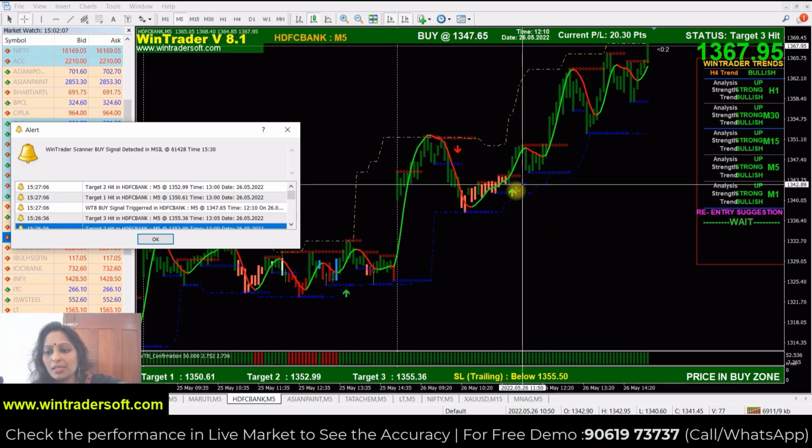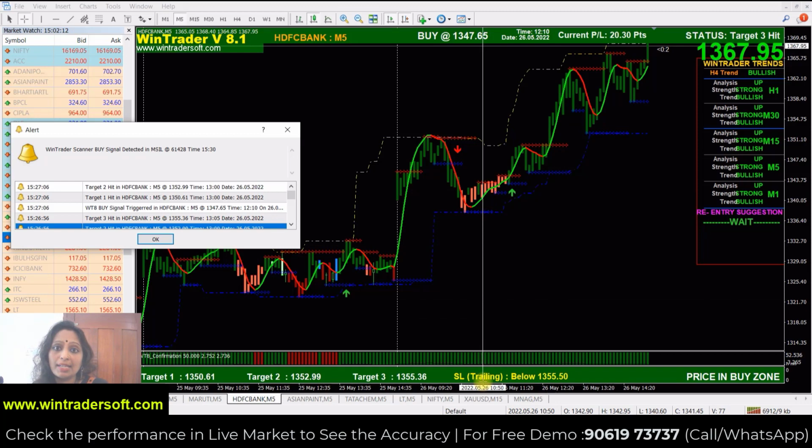And once you enter the market, below you can see the stop loss will display here, and it's a trailing stop loss. On the left side of the stop loss you can see target 1, target 2 and target 3.